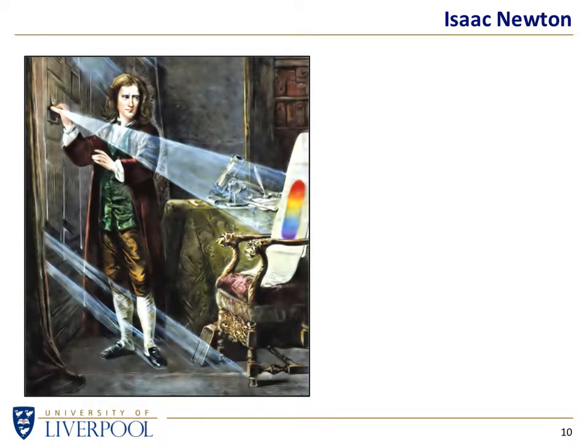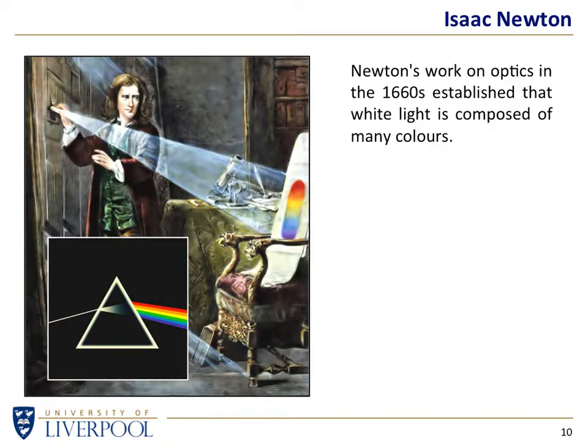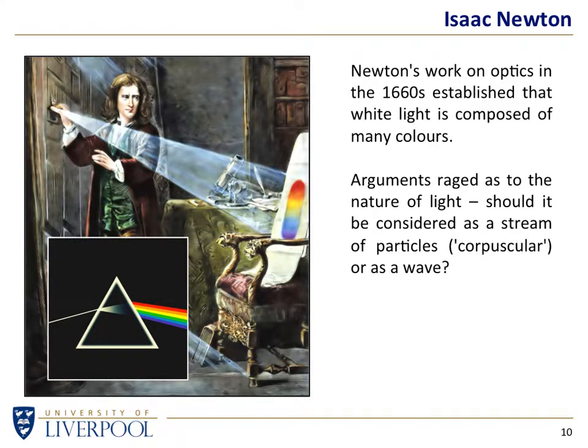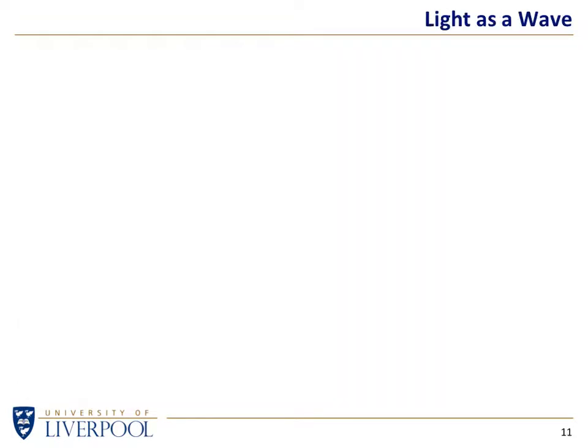Now, we can go back to the 1660s, where Isaac Newton was inspired by the front cover of the Pink Floyd album to think about actually taking light up into its spectral colors. And he showed that white light is made of many colors. And at the time, there was a great argument as to whether light is corpuscular. Is it made up of particles, or is it made up of waves? Well, it was only centuries later that we actually got around to answering that question, and the answer is both. That's why it's so confusing, because sometimes it behaves like particles and sometimes it behaves like waves.